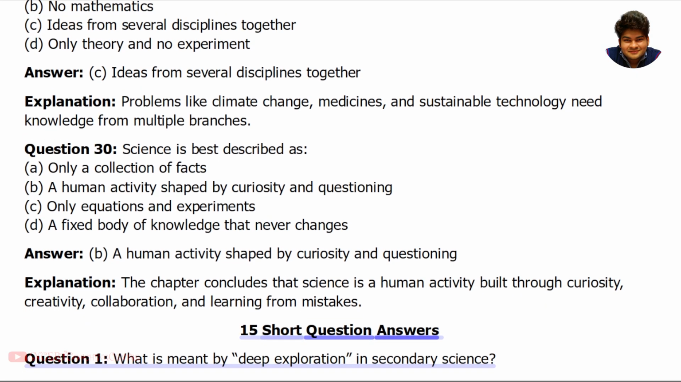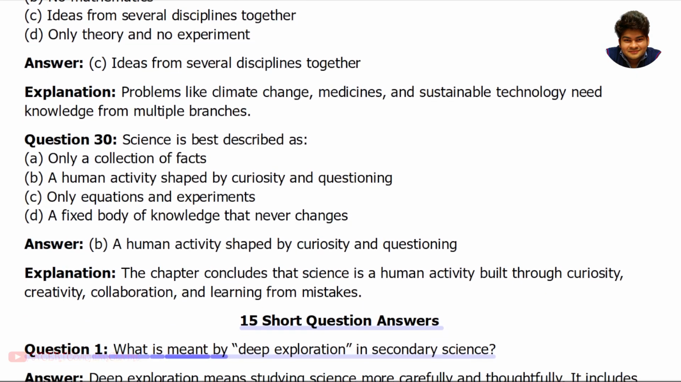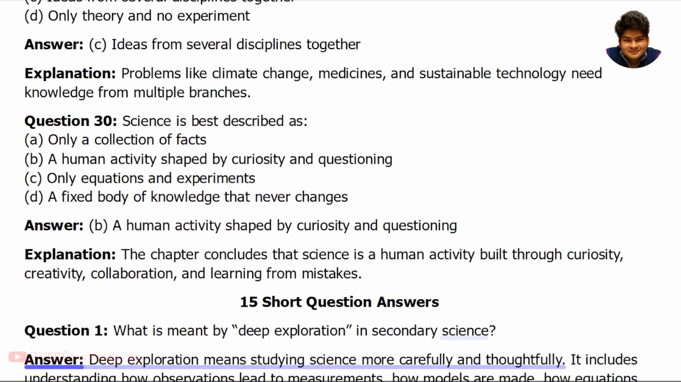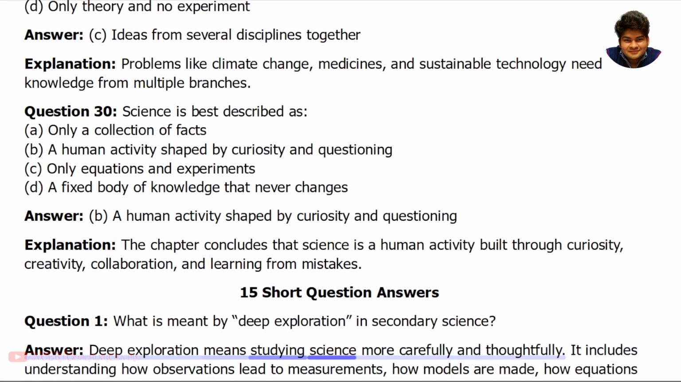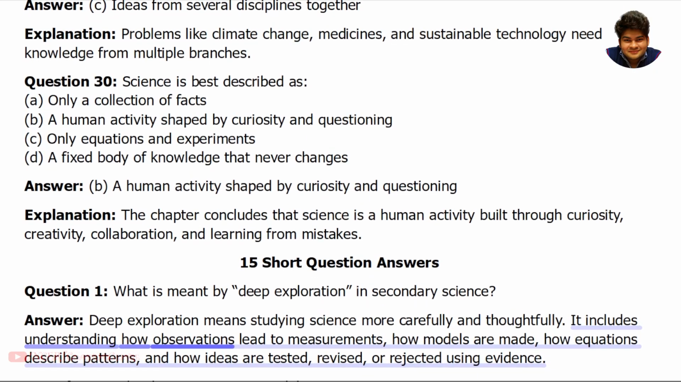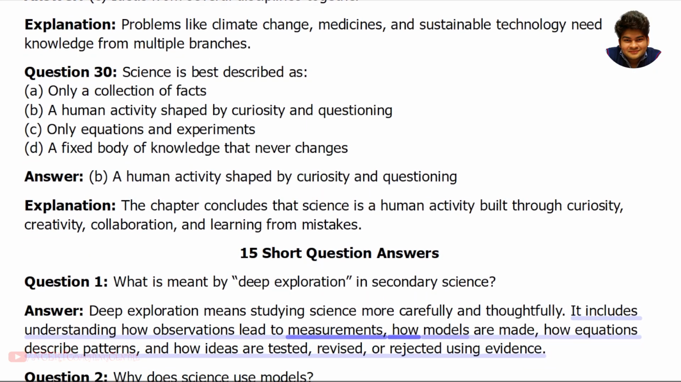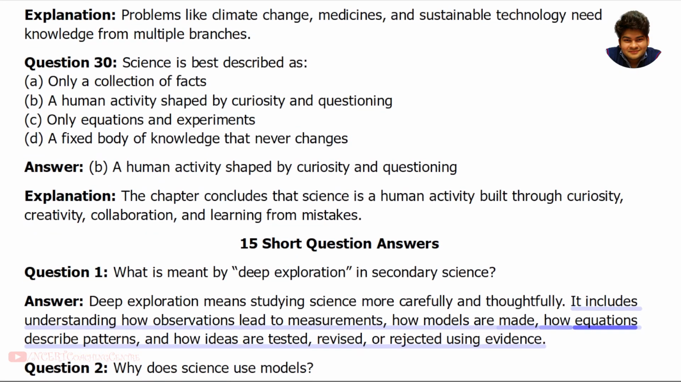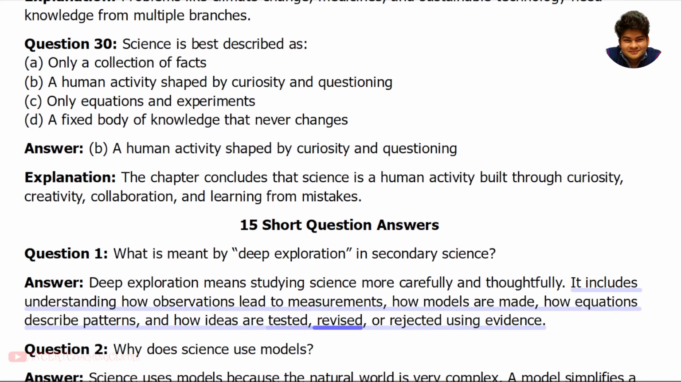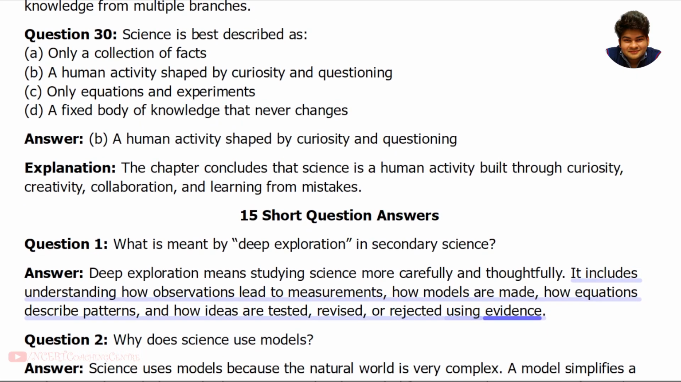15 short question answers. Question 1. What is meant by deep exploration in secondary science? Answer: deep exploration means studying science more carefully and thoughtfully. It includes understanding how observations lead to measurements, how models are made, how equations describe patterns, and how ideas are tested, revised, or rejected using evidence.